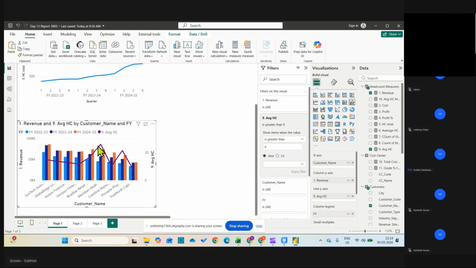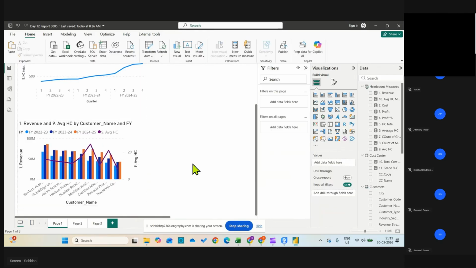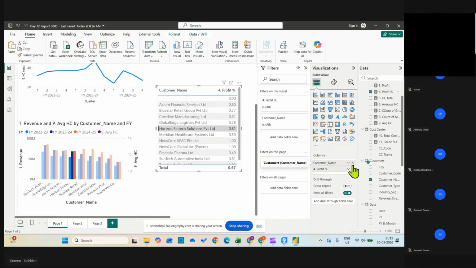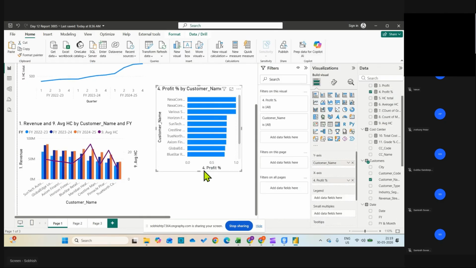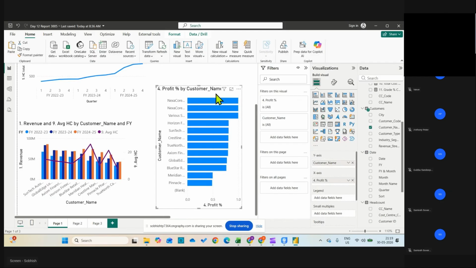So what I would do next is, I do see there is a headcount problem. It's very evident that we are deploying significantly higher headcount, but we are not seeing that revenue growth for these two customers. Now I want to see, because I have deployed significantly higher headcount, is there a profitability impact? So I want to look at the profitability by customer. Now I'll bring the customer here, and then I'll bring the profit percentage, and maybe I'll use a bar chart. This is giving me the profit for the entire period from 2022 to 2024, but I want to split this by year. So I'll bring this legend here.